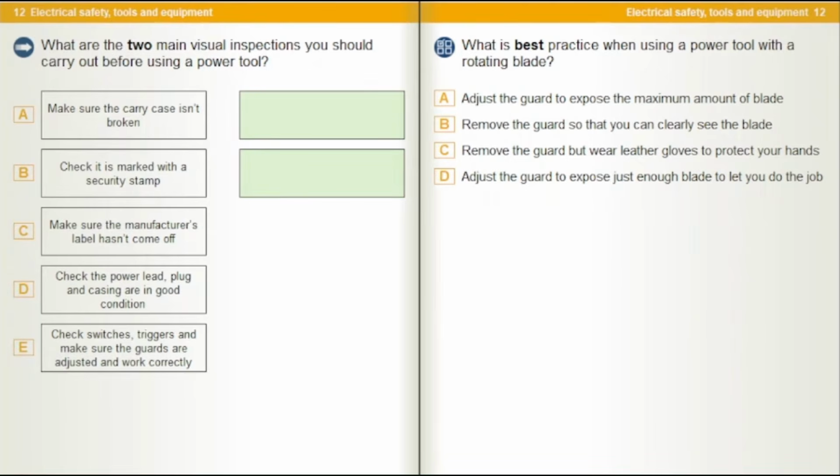What is best practice when using a power tool with a rotating blade? Adjust the guard to expose the maximum amount of blade. Remove the guard so that you can clearly see the blade. Remove the guard, but wear leather gloves to protect your hands. Adjust the guard to expose just enough blade to let you do the job.